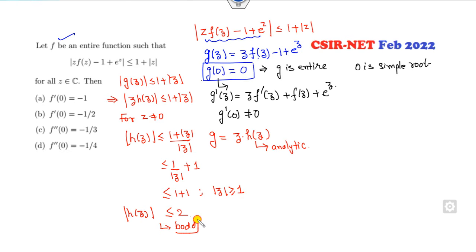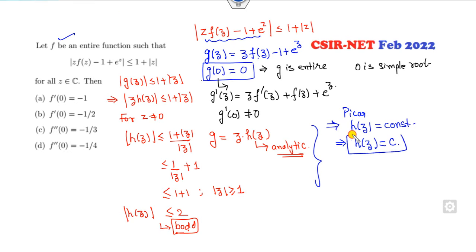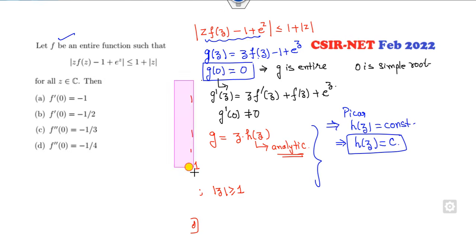Fine. If h is bounded and h is analytic, what does that mean? By Picard's theorem, it means h is a constant function. Assume this constant is c. Now, how can you find c? That I can easily do. So what is my g of z? It is c times z.